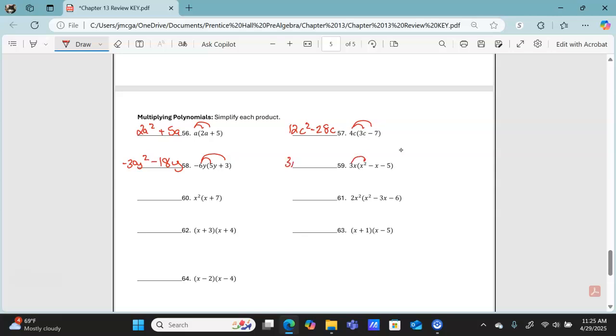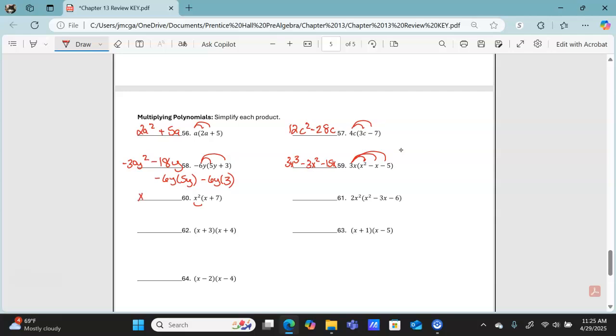3x times x is 3x cubed. 3x times negative x is negative 3x squared. And then 3x times negative 5 is negative 15x. And you could have written those out underneath like this. I can do them in my head.